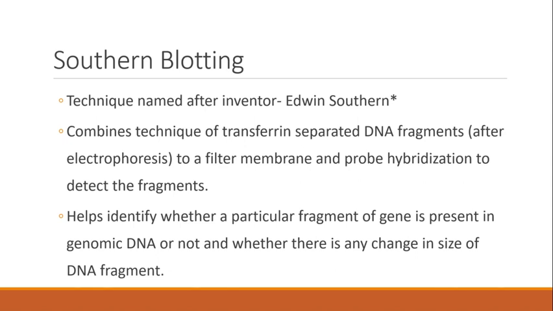So that is how you study this technique, wherein you have a fragment and you run it on a gel in electrophoresis, like we have already discussed for the other blots, including the western. After running it on the gel, you transfer it onto a filter membrane, and there you provide the probes for hybridization to take place, so that those fragments of DNA can ultimately be identified, right? So it helps identify whether a particular fragment of a gene is present or not in the genomic DNA, or whether there is any change in the size of the DNA fragment or not, right?